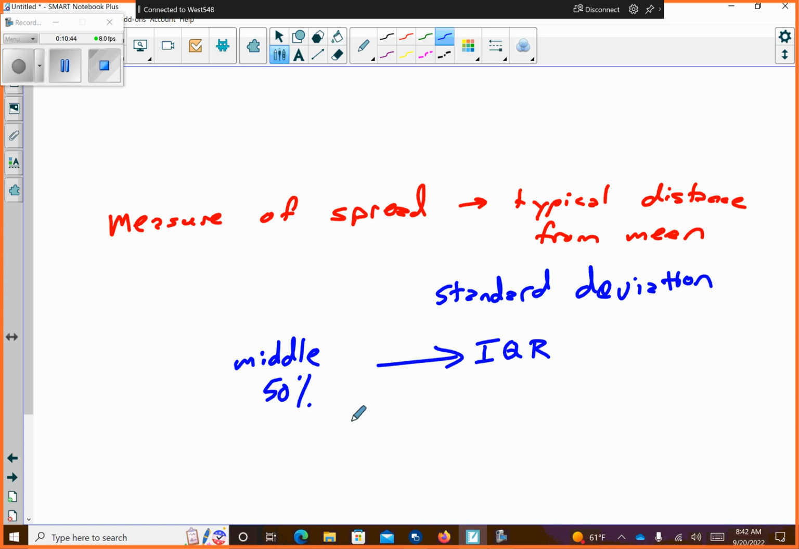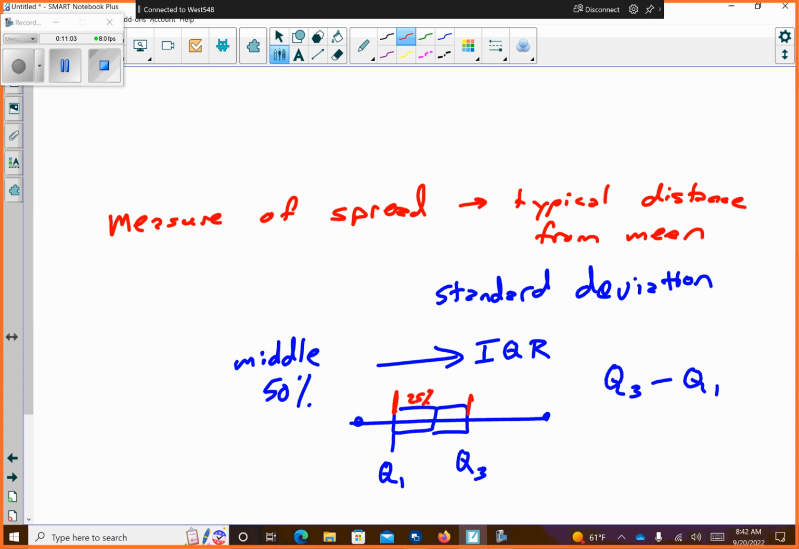Okay, so the IQR comes from our box and whiskers. So this is Q1 and this is Q3. The IQR is Q3 subtract Q1. Because it's between here and here, each one of these little portions consists of 25% of the data. 25 plus 25 is 50%. The standard deviation is larger than the IQR, but it deals with something different.